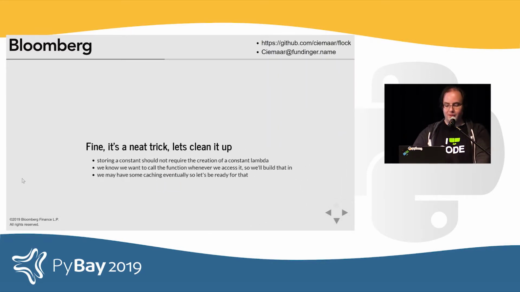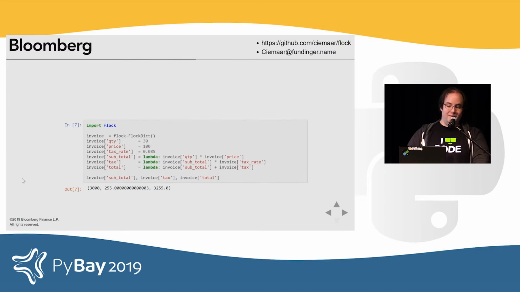Let's clean it up. A few things that bother us right off the bat. Storing a constant should not require us to write out a constant lambda every time. We know we want to call the function whenever we access it, so we'll build that in. We may have some caching eventually, so we'll be ready for that. Make a library. I call the library flock. Here it is. So the invoice is now a flock dict. Quantity, we just store 30. Price, we store 100. There's the tax rate.